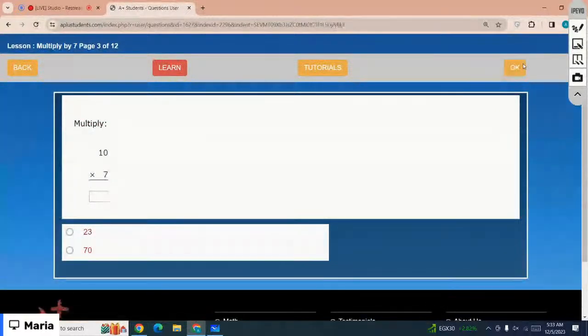The next one is 10 times 7. So which is the correct option? Yes, the correct option is 70. 10 times 7 equals 70.